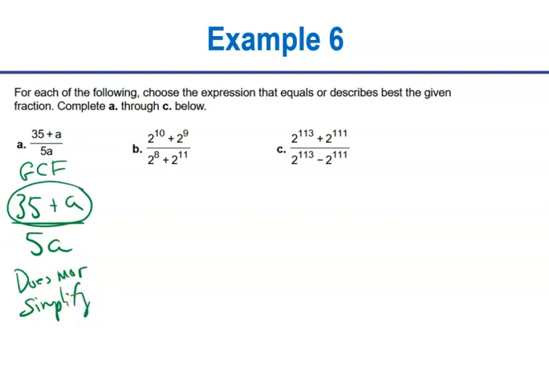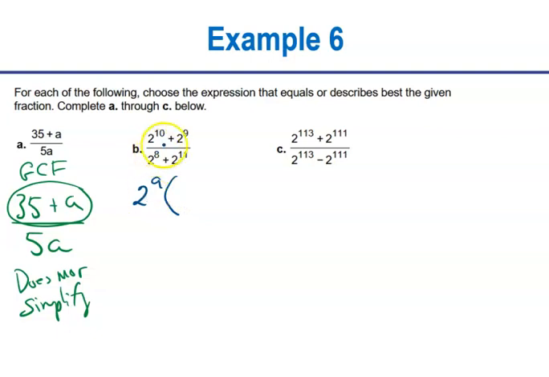I have 2 to the 10th plus 2 to the 9th. Please don't tell me that's 2 to the 19th. We cannot add those together like that. And divided by 2 to the 8th plus 2 to the 11th. But they do have common factors. If I use the distributive property backwards, notice 2 to the 10th is bigger than 2 to the 9th. I can pull out the smallest of the two. So 2 to the 9th comes out.